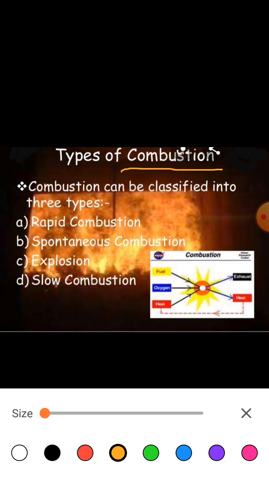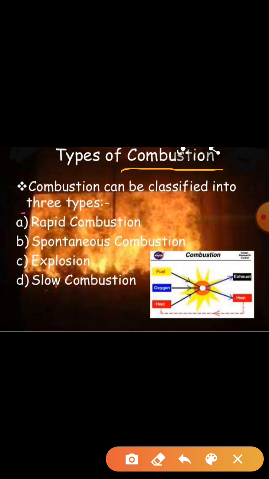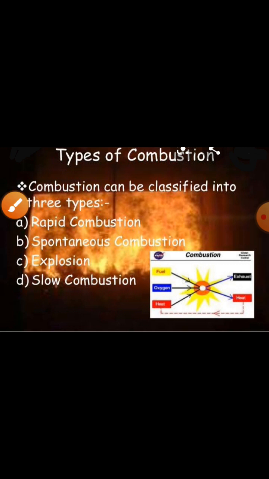Now, combustion is classified into three main types, that is rapid combustion, spontaneous combustion and explosion. It also has one more type, that is slow combustion, but it is not considered a main type. In some schools only slow combustion is done, otherwise it is not done much. But for extra information, we will do slow combustion also. First of all, let's start with rapid combustion.